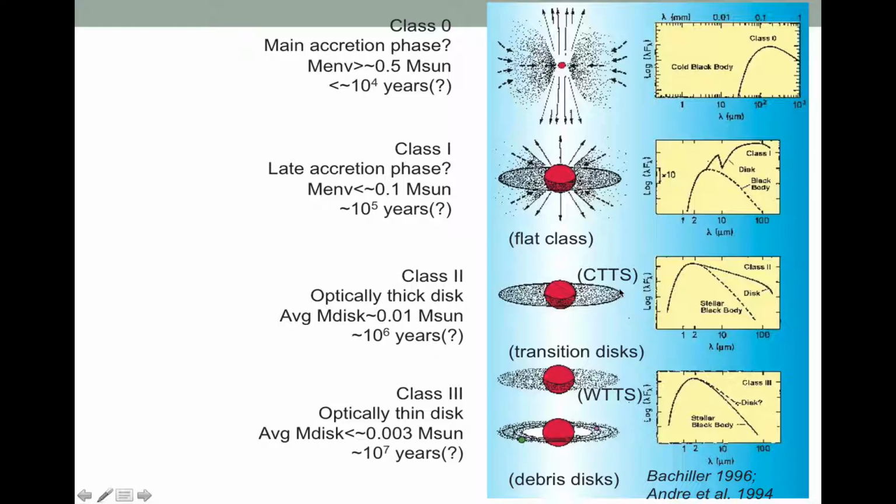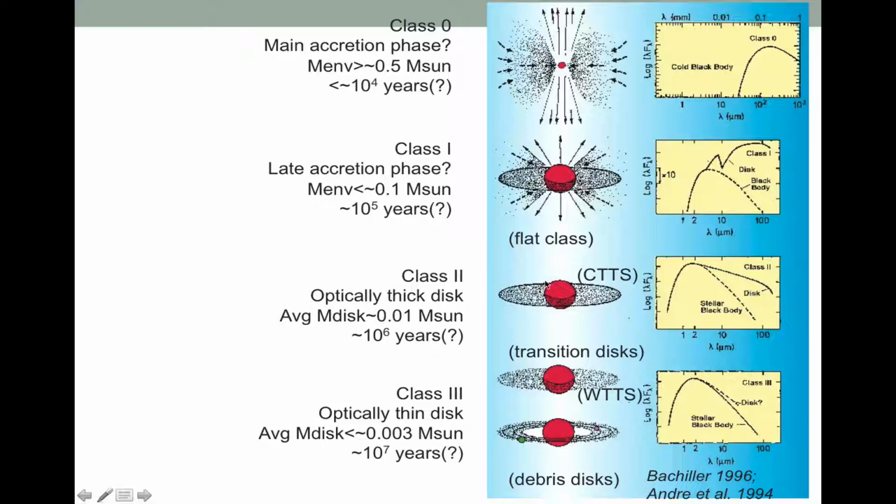These with big thick disks are sometimes called classical T-Tauri because the prototype T-Tauri itself has a disk like this, and so it became the name for the entire class of objects, and so class 2s are sometimes called CTTSs or classical T-Tauris.